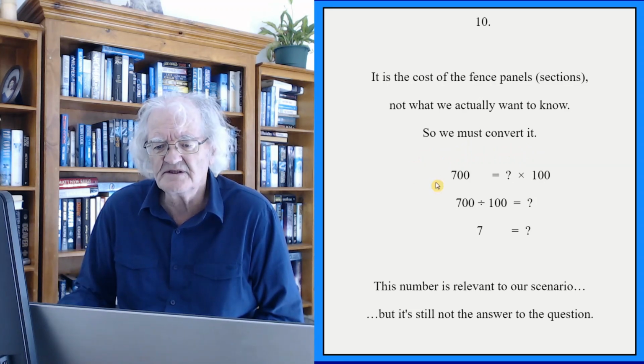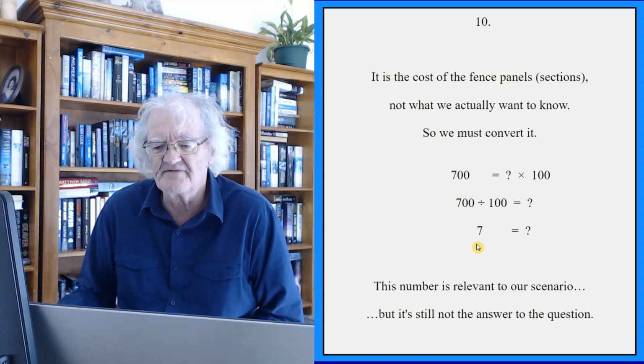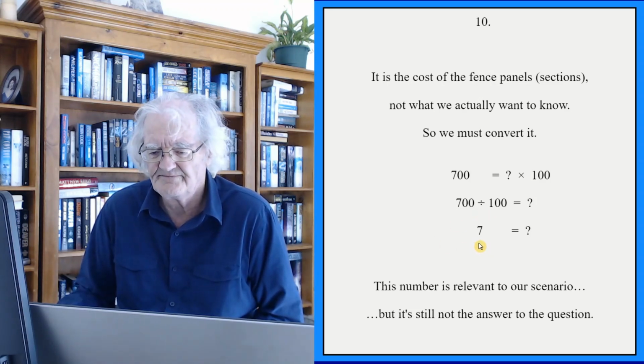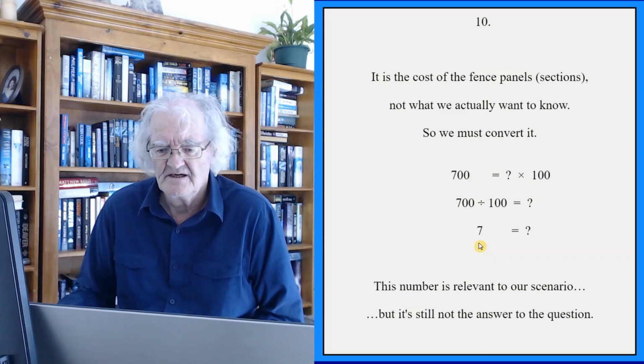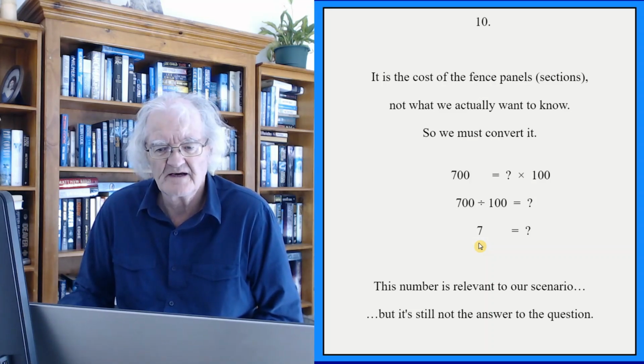The way we do it: $700 is the cost of a number of $100 panels. By shifting the 100, instead of multiplying, it will divide. We generate the value 7. This number is relevant to our scenario, but it's still not the answer to the question, how long is the fence?